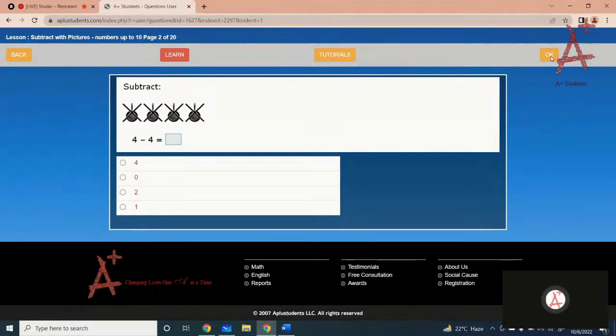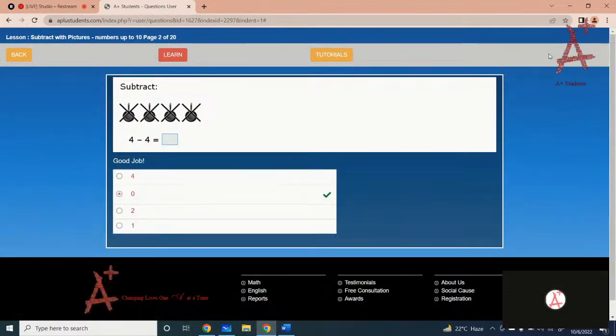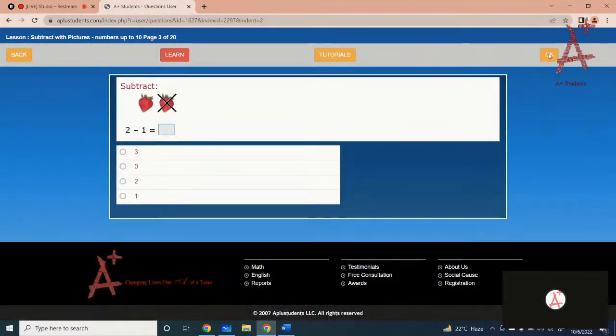You need to count the ones that are not crossed out. So all of them are crossed out. That means you are left with 0. Got it? Select the correct option and click on the OK button. Yes, very good. It's 0.